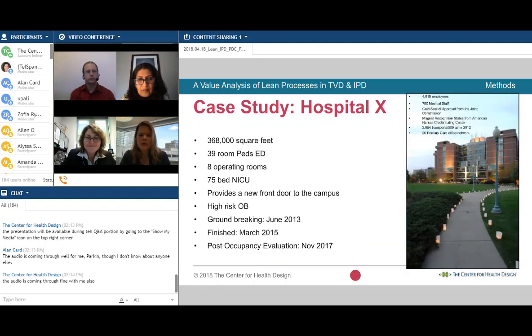So a little bit about Project X, and hopefully we don't accidentally use the real name, but there's a chance it could come out. This is a real project. I know you can read the stats that are up there, but just a few things. It is a children's hospital. It did have a high risk OB. It was finished a few years ago, and we also did a post-occupancy evaluation about a year ago.